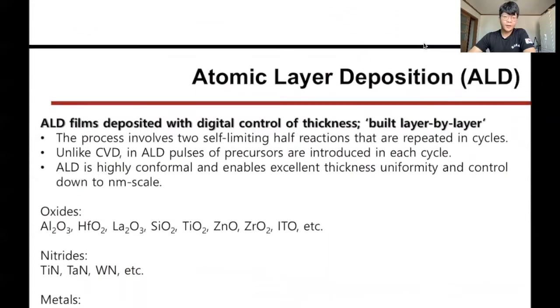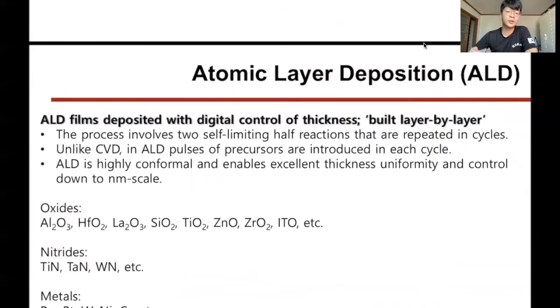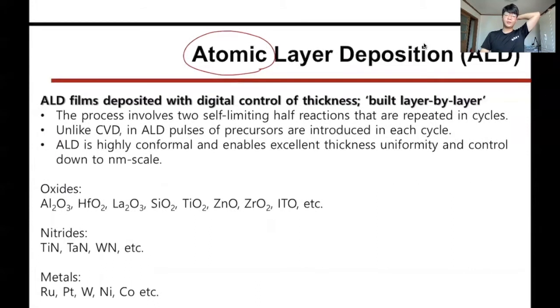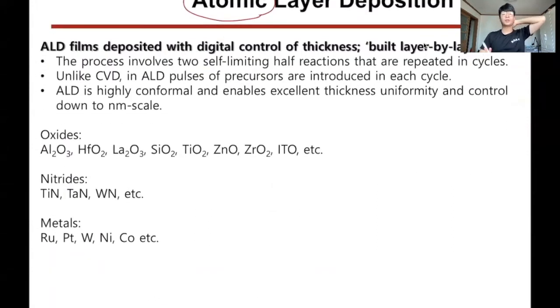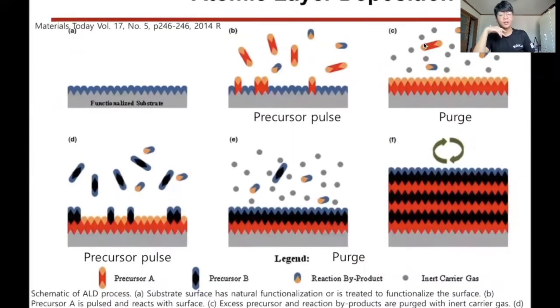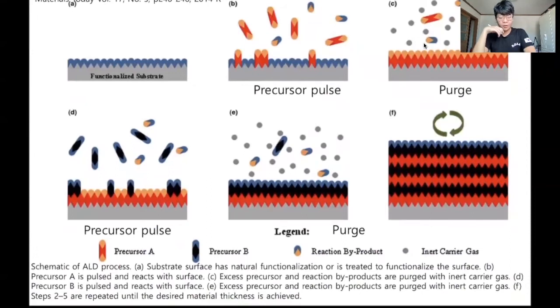The ALD, atomic layer deposition, is very conformal because it deposits film atomic layer by layer. Using ALD, we can deposit oxides, nitrides, metals, a very wide variety of materials. However, ALD must have precursors.